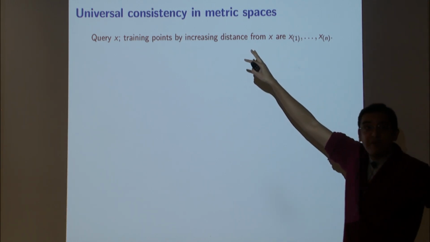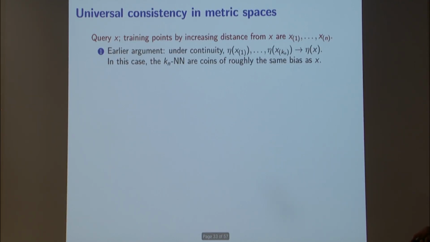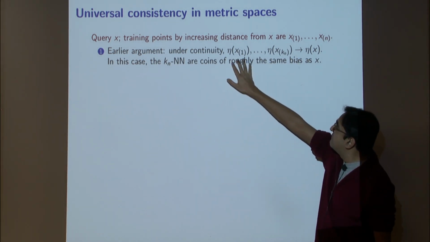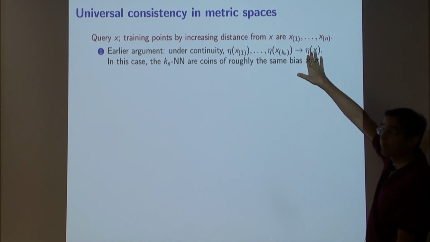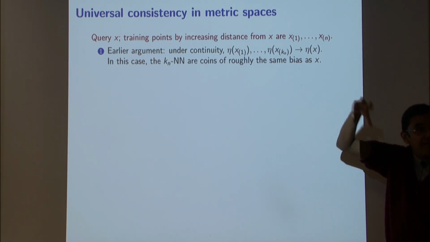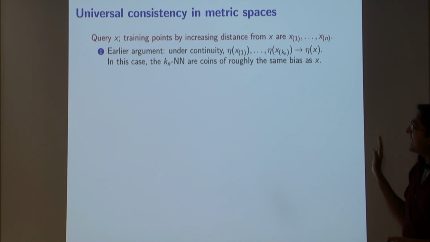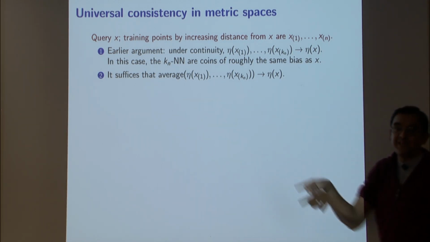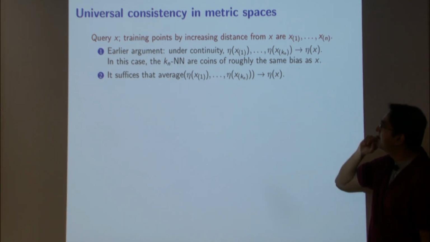Again we have a query point x, and now let's sort the points by increasing distance from x. Previously, we said that under continuity, as n goes to infinity, the biases of the k nearest neighbors approach the bias of x. So each of those k nearest neighbors will have bias roughly the same as that of x. But we don't need that for the law of large numbers. We only need the average bias of those k coins to become the bias of x. We don't need each of them individually to have the same bias as x.